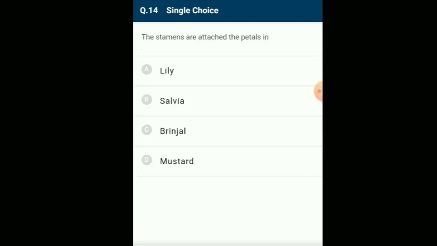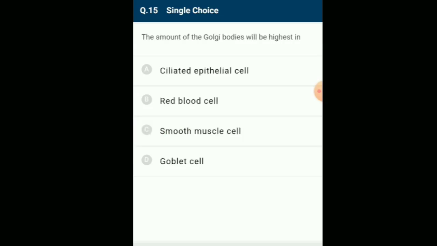Question number 14. The stamens are attached to the petals in brinjal. The androecium consists of stamens. These stamens can be attached to the petals. This condition is known as epipetalous condition. Such a condition is seen in brinjal. So the answer is option C, brinjal.